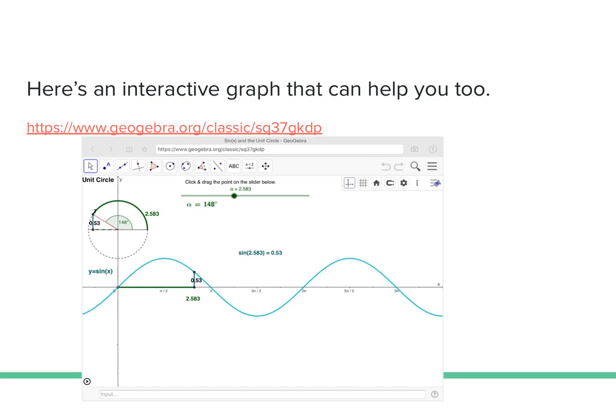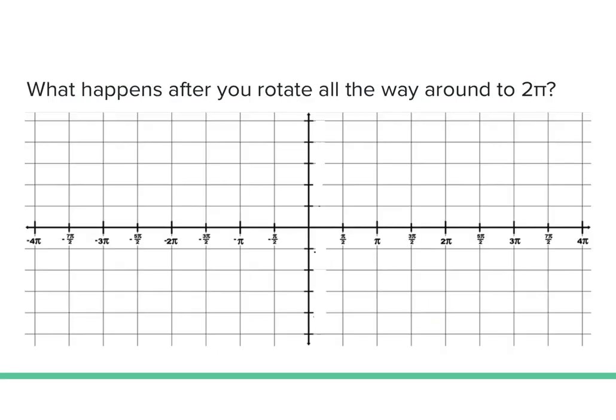On this interactive graph, I encourage you to use the slider to start at the starting position and slowly increase the angle to see how the unit circle connects to the graph of the function. You can play with this a little bit and you can see what happens. Notice what's going on over here. This is a question I have for you. What happens after you rotate all the way around to 2 pi?